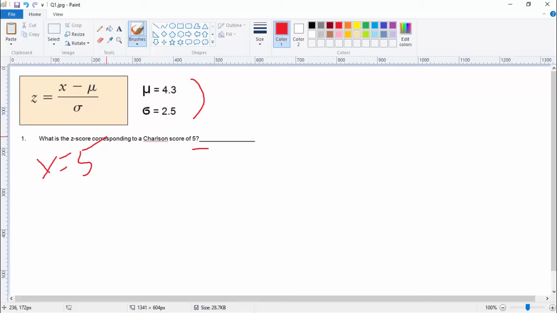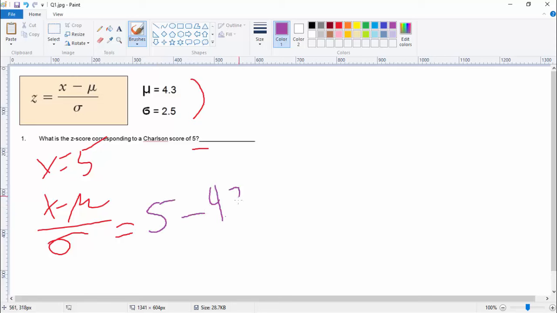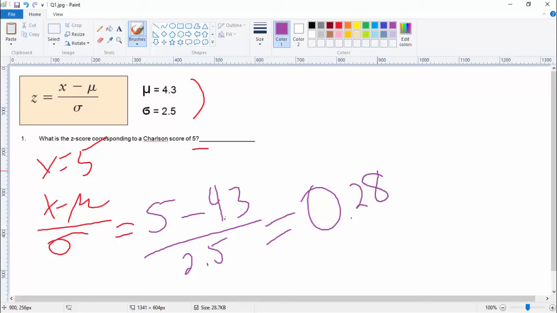So let's calculate the z-score. We're going to use that formula: x minus mu over population standard deviation. So our x is 5, it's in the question, minus 4.3, and then you divide that by 2.5. And if you get that far, you're going to get 0.28. So that's the z-score. Not very hard, is it?